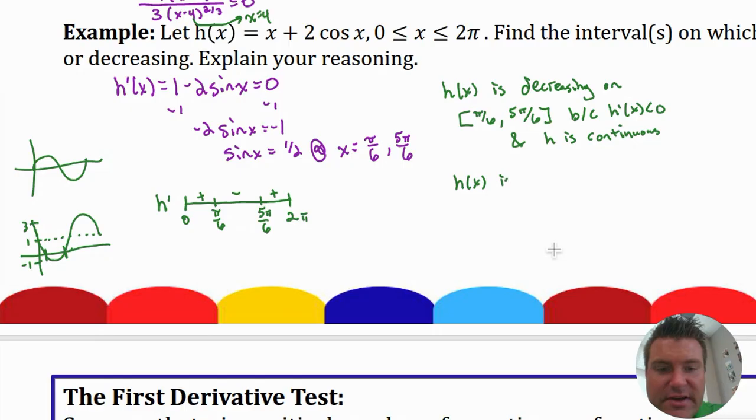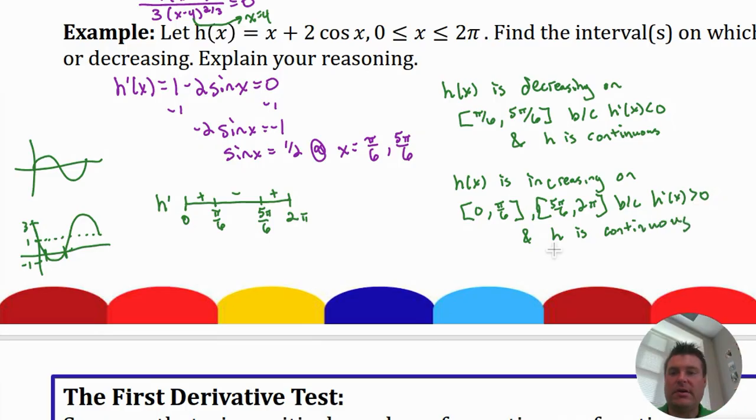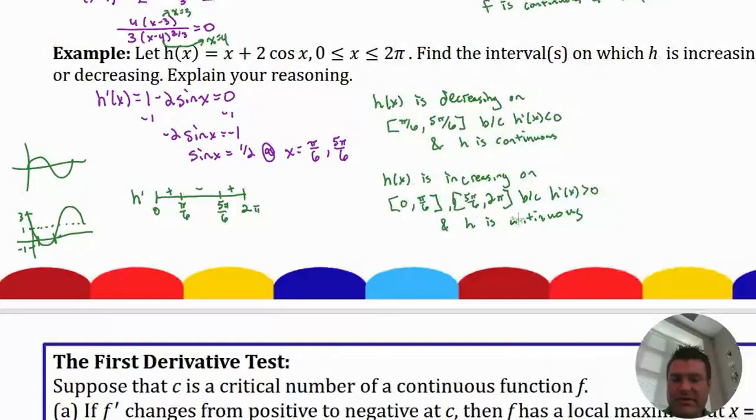And then we're going to do h of x is increasing on the interval. We're just going to go from 0 to pi over 6, and 5 pi over 6 and 2 pi, because h prime of x is positive. Remember, write that inequality, and h is continuous. I just add that last part so I can include the endpoints because, you know, I'm a good little mathematician, or at least I pretend to be. Alright, that's going to be our second example, and that's our justification.